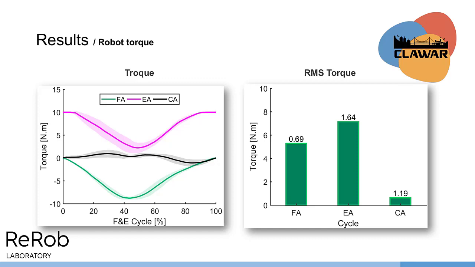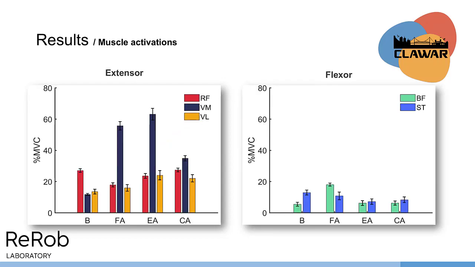Now, shifting our attention to the RMS figure, we could identify some key trends. The highest value was associated with assisting extension, while the lowest value corresponded to fully assisted movements. The higher torque values related to the flexion and extension assisted modes could be attributed to the resistance imposed by the exoskeleton in these modes.